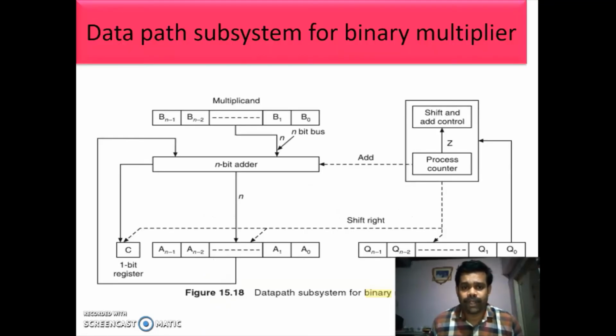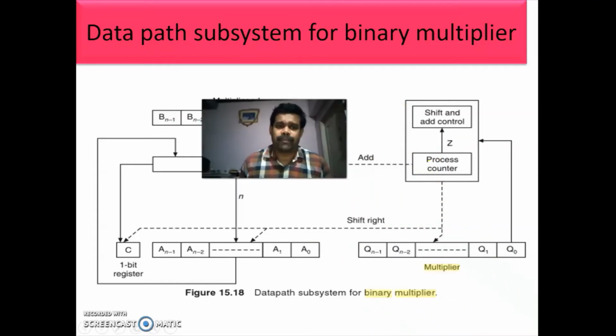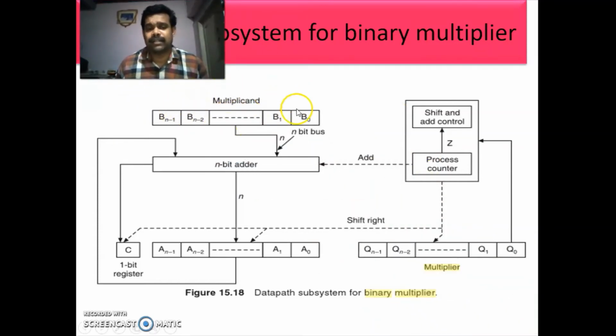Now this is the data path system for the binary multiplier. So b0 to bn is the multiplicand and q0 to qn is the multiplier, and you are having shift and add control, and here you are having an adder. Actually, in multiplication you are just shifting and adding. This is the C register, a 1 bit register. A is the accumulator or A register.